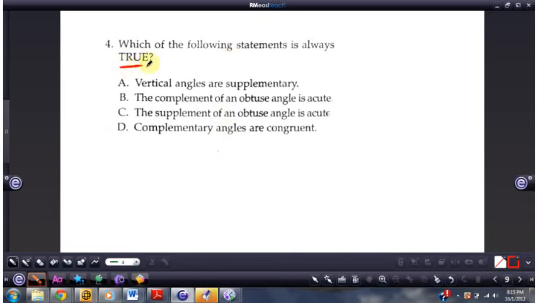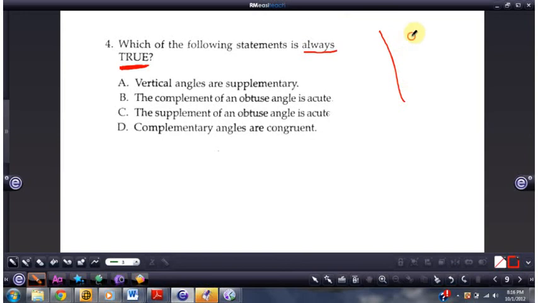Always true. All you need to do is figure out whether or not it's possible for this to be a false statement. So you're looking for one possible way to make it false. Vertical angles are supplementary. Well, we just talked about vertical angles. And the fun thing about vertical angles is that they are equal to each other.